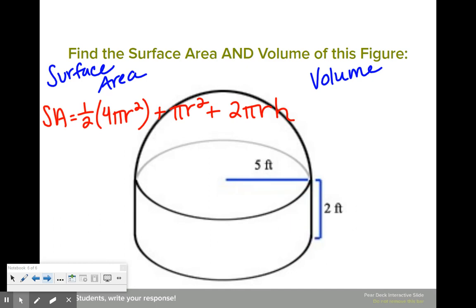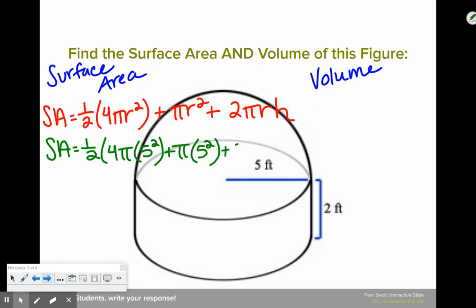Okay, so next we plug in what we know. 4 pi, my radius is 5. Radius is 5 all around. And my height of my cylinder is 2. Oof, long one. Should have another set of parentheses here.